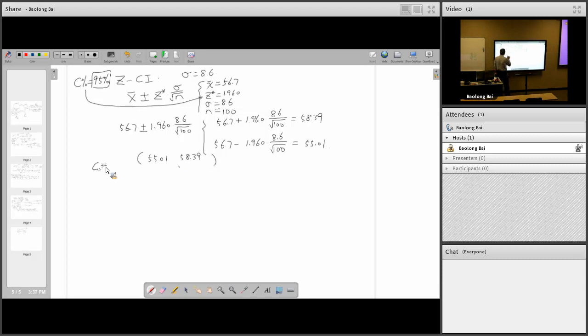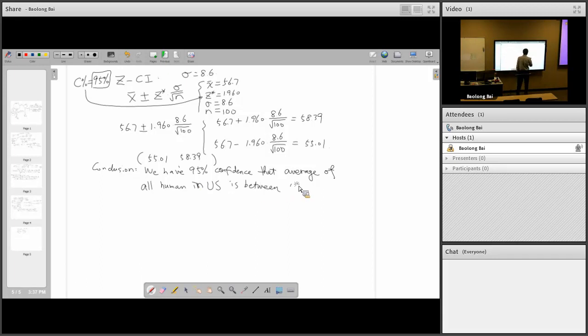And then we conclude in terms of the context words. We write a conclusion. So we're saying we have 95% confidence that the population mean, the average of the population, which is all humans in the United States, is between 55.01 years and 58.39 years. Okay, so that's it.